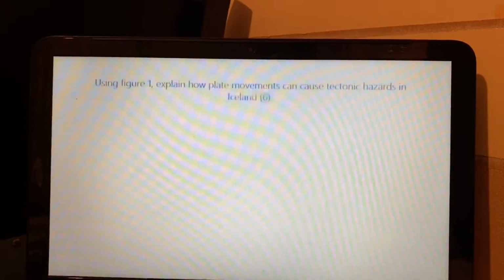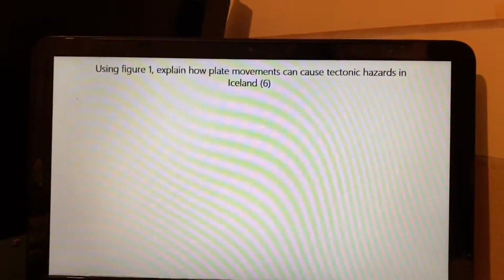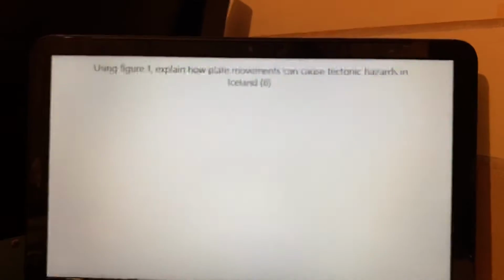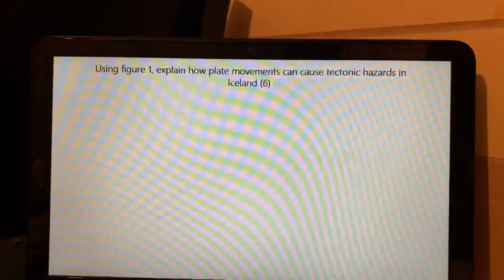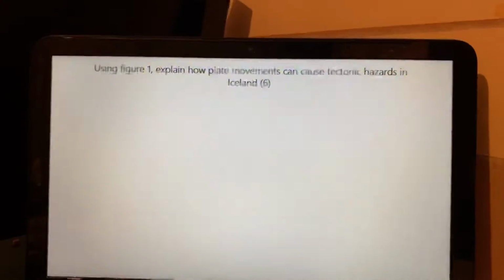Let's have a look at the first question. So using figure 1, explain how plate movements can cause tectonic hazards in Iceland. So it's a 6 marker. Now let's have a look at figure 1.